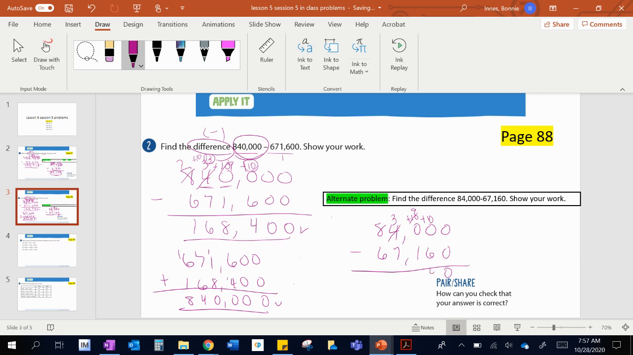10 minus 6 is 4. Hundreds place, 9 minus 1 is 8. Thousands place, 3 minus 7. I can't do that, so I'm going to come over to my 10,000s. This becomes 7 10,000s plus 10 thousands. 10 plus 3 is 13. 13 minus 7, 13, 12, 11, 10, 9, 8, 7, 6. And 7 minus 6 is 1.